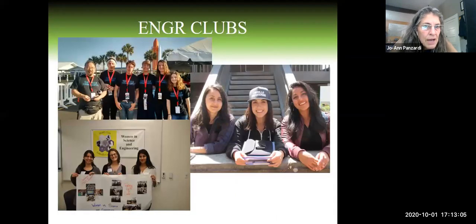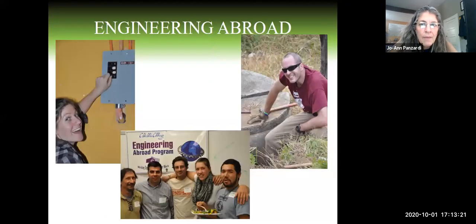We also have a lot of engineering clubs. This is the robotics club. This is the engineering abroad club. This is the women in science and engineering club. And there are more. But you get to decide. Many universities have clubs. You have to choose which clubs you want to join. Engineering abroad, I already mentioned.